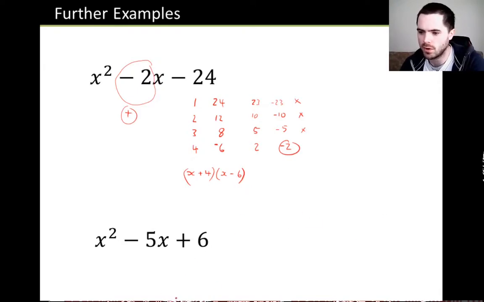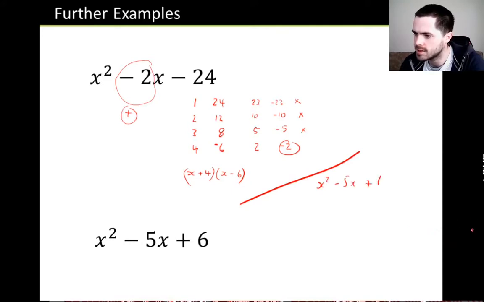I'm just going to redraw this one up here. Do I have enough room? Yeah, I'll redraw the second example up here. x squared minus 5x plus 6. Factors are 1 and 6. That's actually not too tricky. We've got 1 and we've got 6. We've got 2 and we've got 3.